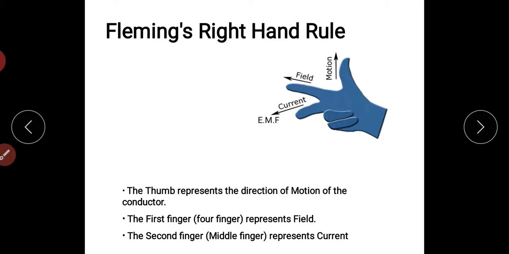If we stretch our right hand thumb, forefinger and middle finger mutually perpendicular to each other, the thumb represents the direction of the motion or rotation of the conductor, the first finger or forefinger represents the magnetic field, and the second finger or middle finger represents the direction of the dynamically induced EMF or current direction. So by using Fleming's right hand rule, we can find the direction of the dynamically induced EMF.